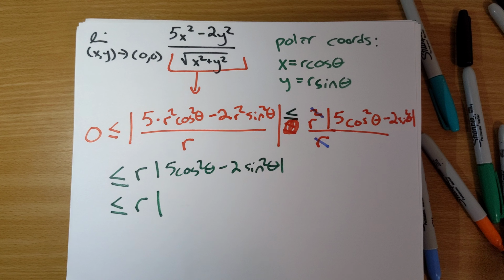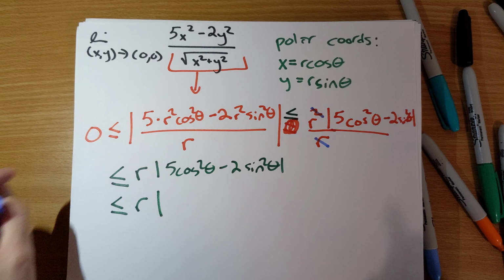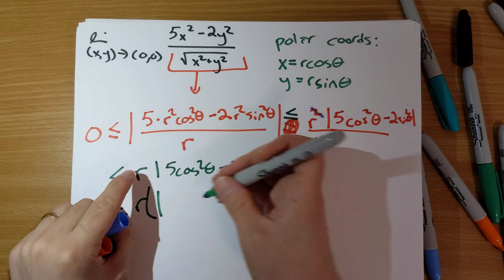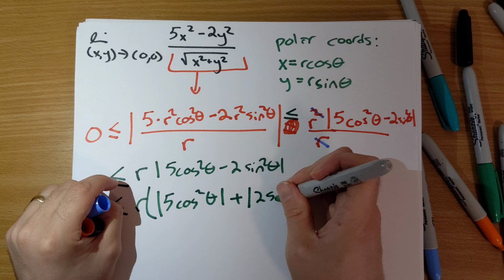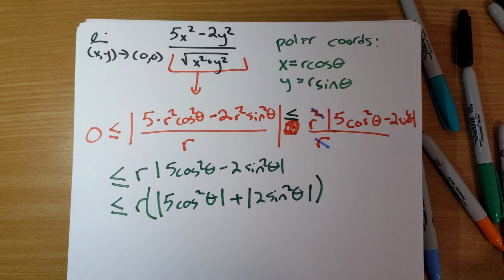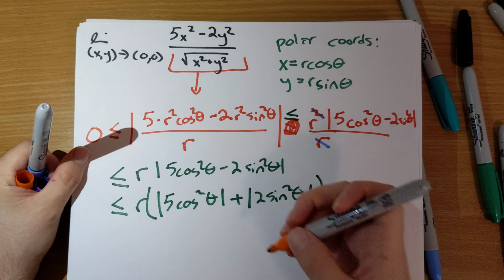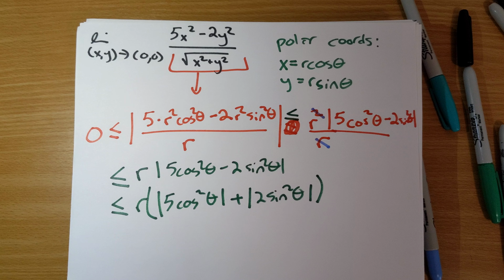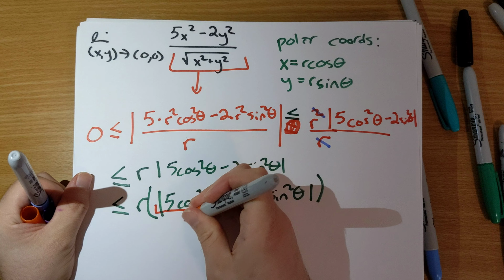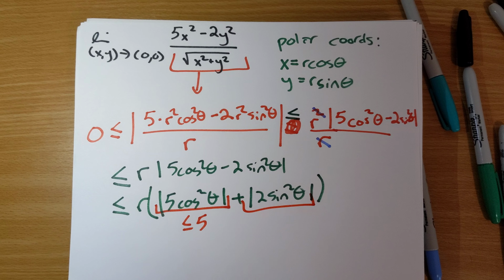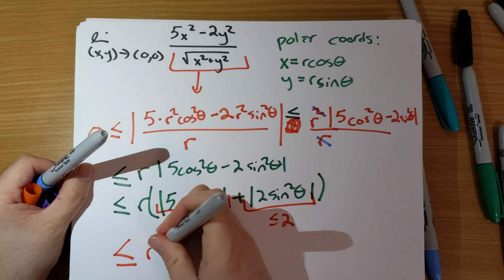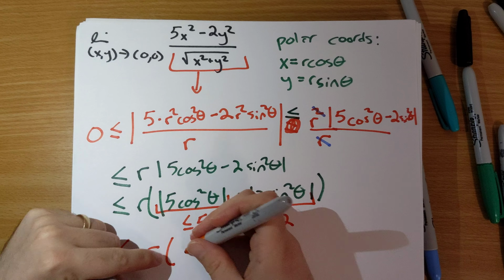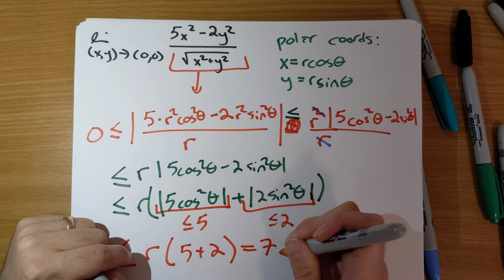And now I'm going to use the triangle inequality. The absolute value of this minus this is less than or equal to the absolute value of the first term plus the absolute value of the second term. So that is a known inequality there, the triangle inequality. Now, cosine squared theta is always between 0 and 1, so the biggest this term can be is 5. Sine squared theta is also always between 0 and 1, so the biggest this term can be is 2. So this is less than or equal to r times 5 plus 2, which is 7r.